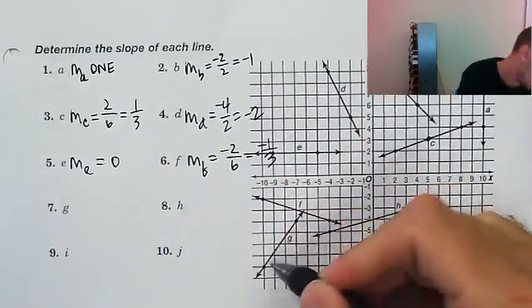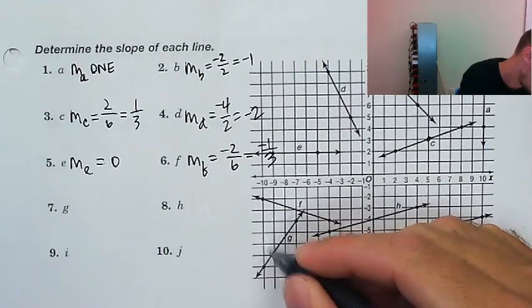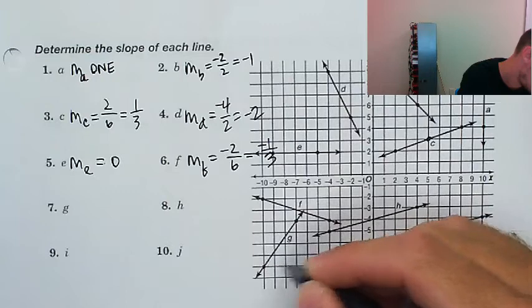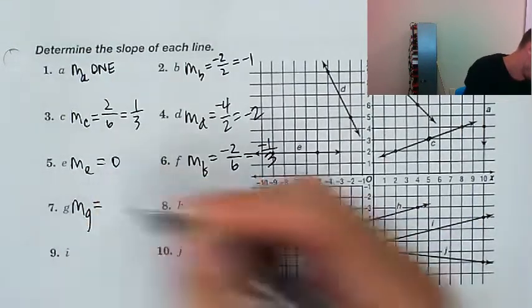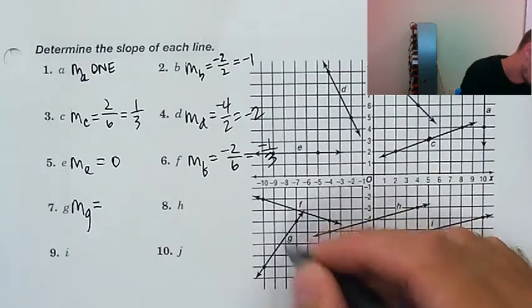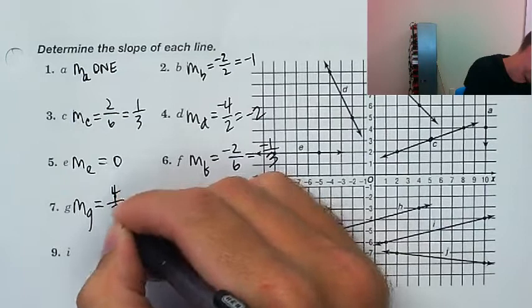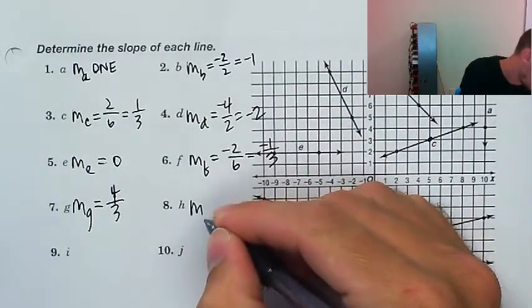With g, here we have it over here. I rose by 1, 2, 3, 4, and I ran by 1, 2, 3, so over 3, up 4. So the slope of g is equal to up 4 over 3. Okay, we can't simplify that. That's good enough.